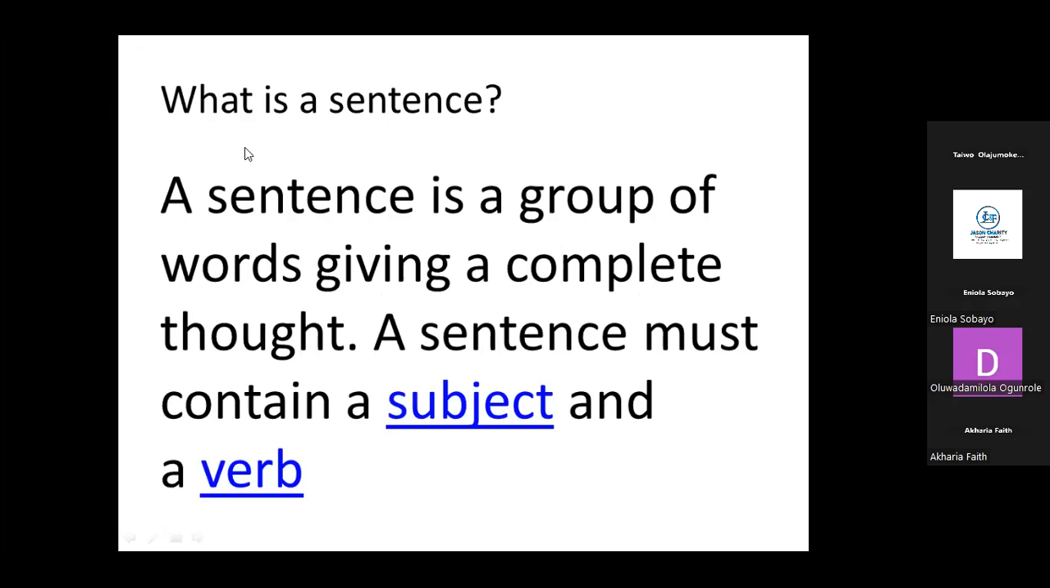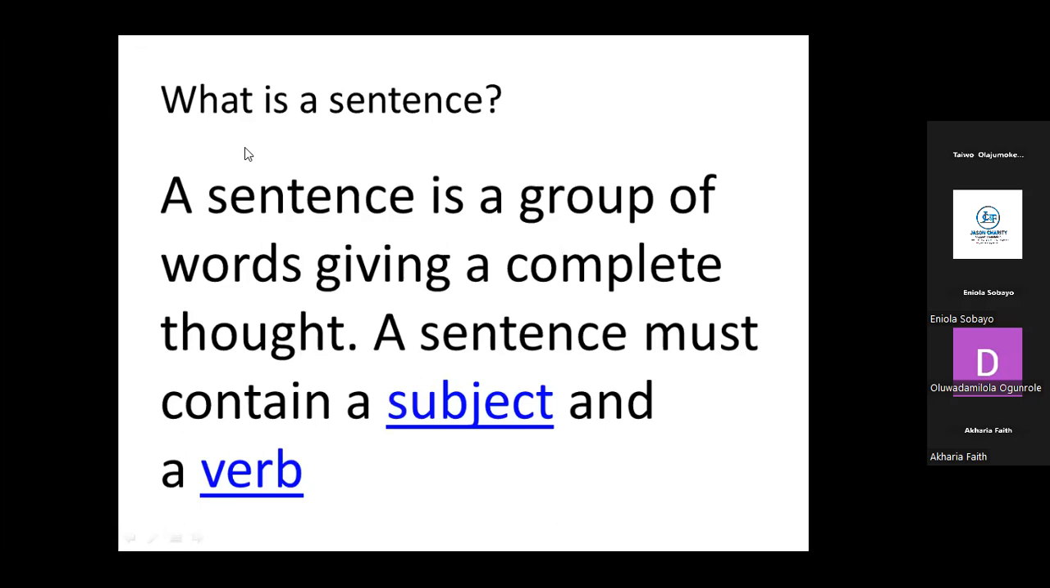What is a sentence? A sentence is a group of words having a complete thought, and that is the most important. By the time you are expressing something, you must know that if you are able to relate, communicate, or express an idea completely, it means you have been able to achieve a sentence. There's something we call the grammatical rank scale in the English language.